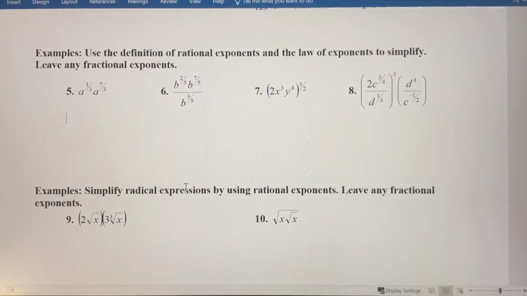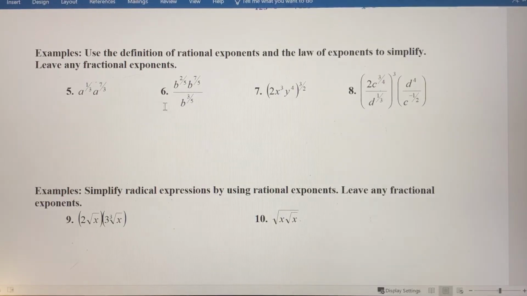Okay, so this is part 2 of the 1.2c notes on rational exponents. In these 6 examples, numbers 5 through 10, we're going to leave all our answers in fractional exponents. In the next video, I'll show you how to rationalize and eliminate fractional exponents, specifically in the denominator.